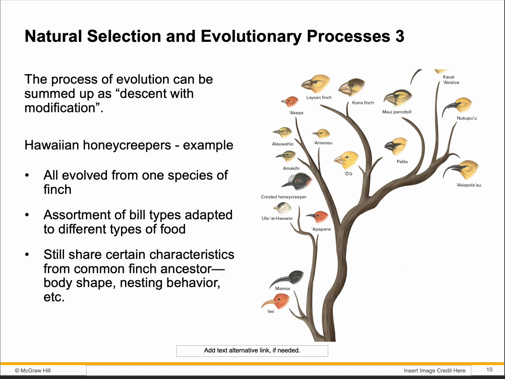Here's a really good example of natural selection. Because this could have happened in a short amount of time as far as, well, actually, no, this is not a natural selection diagram. This is more of an evolution one. I was hoping to see the natural selection of Darwin's finches. So, I mean, it kind of is, and I don't like that this is kind of cut off, but okay. So it says natural selection and evolutionary processes. The process of evolution can be summed up with descent with modification.